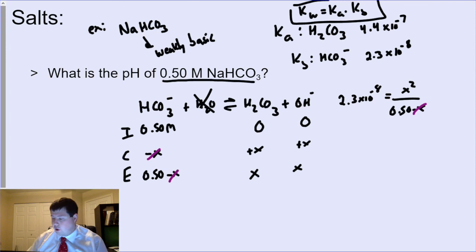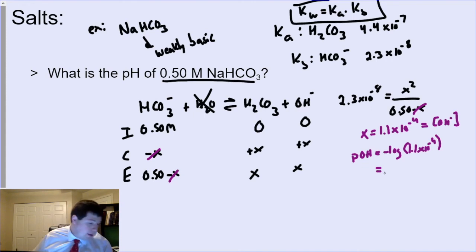Therefore, I can take 0.5 times my 2.3 times 10 to the minus 8th, and take the square root of that number. I get x to be 1.1 times 10 to the minus 4th. And that x then represents my OH- concentration. From there, I need to calculate the pOH first, which is the minus log of 1.1 times 10 to the minus 4th, and that ends up being 4.0, and then finally my pH would end up being 10.0.